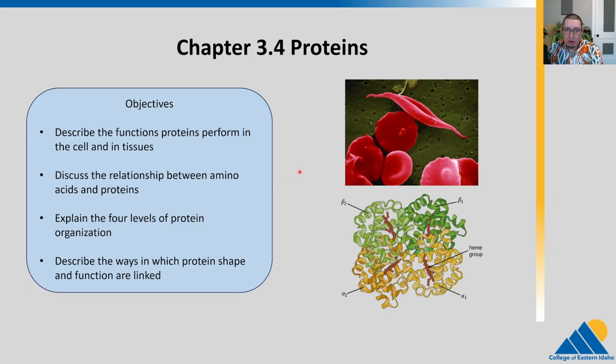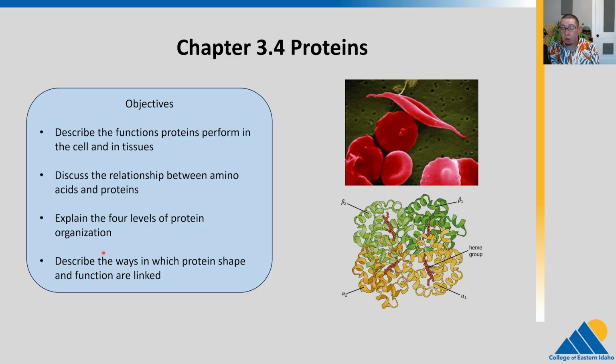Right, so we've reached kind of the end of our genetic line here. We talked about DNA, we talked about RNA, now we need to talk about proteins. We need to talk about the function of proteins and what they do in cells and different tissues. We need to talk about what amino acids are and how they relate to proteins. We're going to talk about what we call the 4 levels of protein organization.